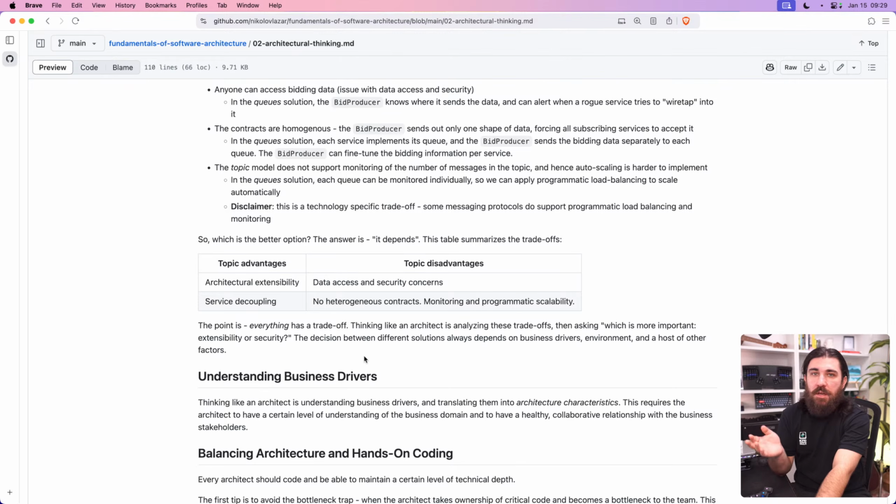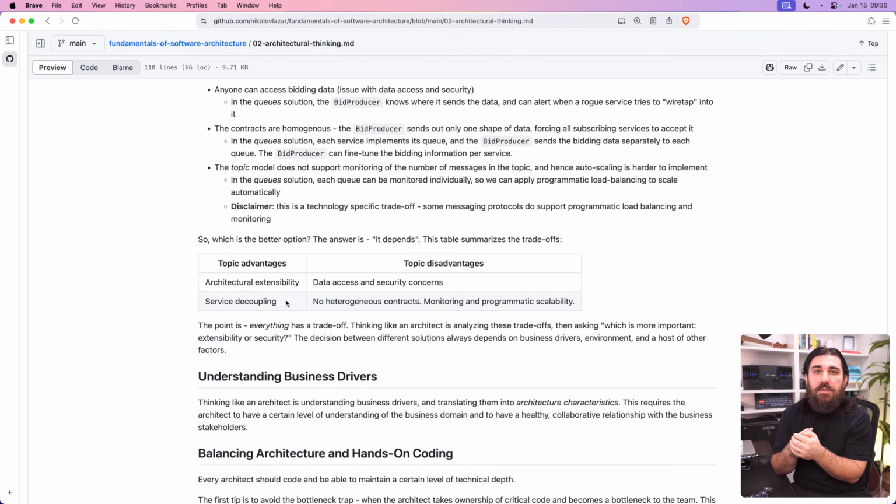So here's a little table of the advantages and disadvantages, for example, of the topic solution. But after analyzing the trade-offs, which is a better option? Again, it depends, right? The advantage of the topic solution is that it provides architectural extensibility, but it lacks security, and it has some data access concerns because of the nature of the topic. Another advantage is that it decouples the consumers from the producers.